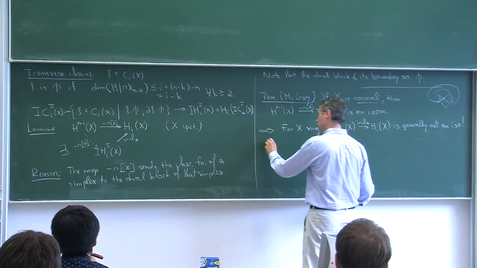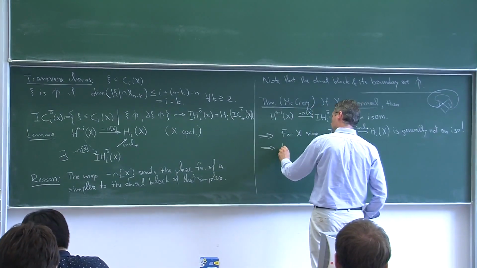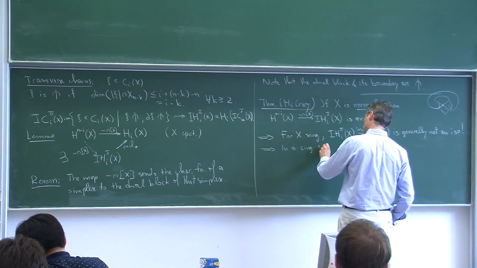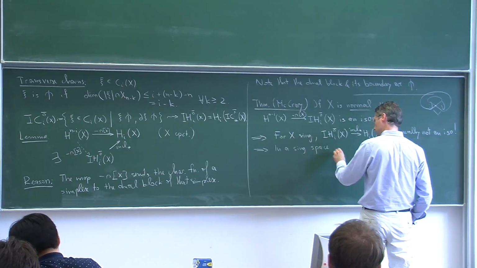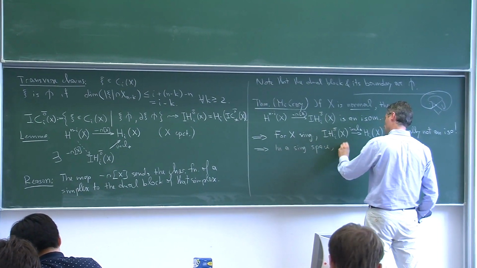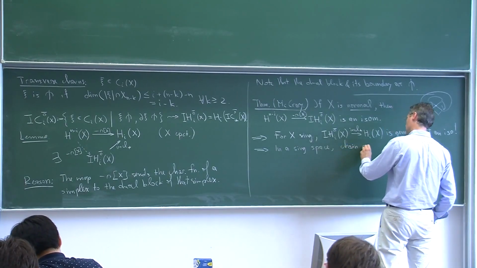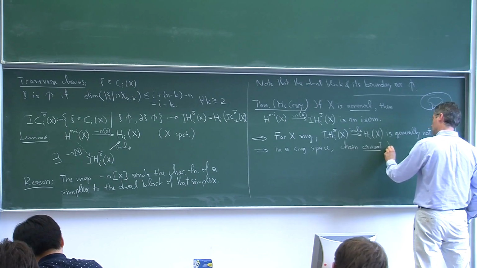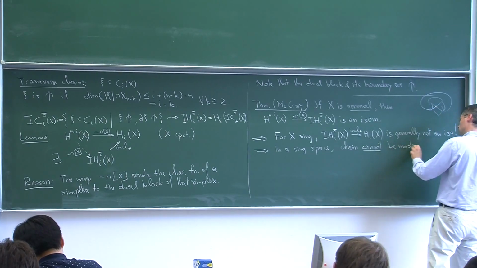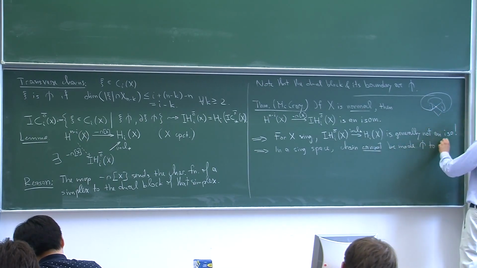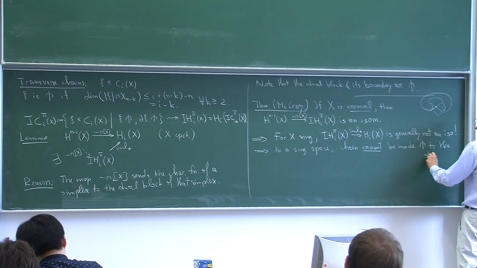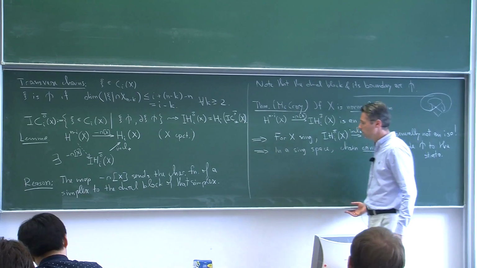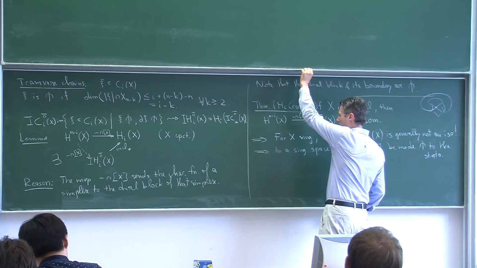So we conclude that in a singular space, chains cannot generally be made transverse to the strata. So that's the lesson to be learned here.